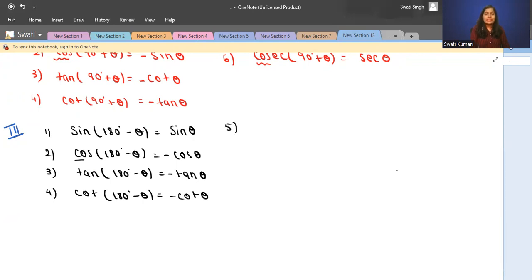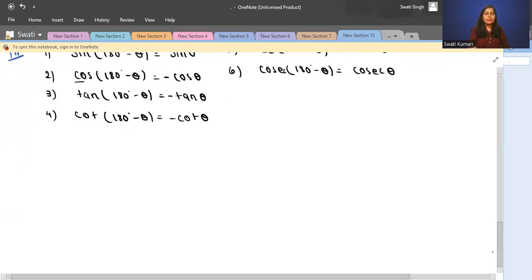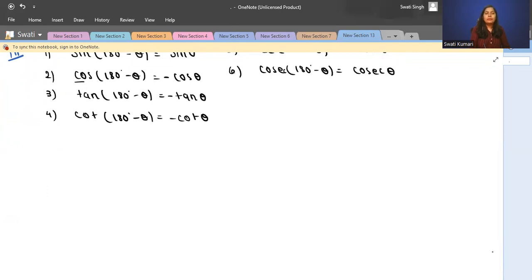The next one is sec of 180 degree minus theta. Sec is going to be sec only, and 180 degree minus theta is the second quadrant, so negative. The last one is cosec of 180 degree minus theta, and that is going to be just cosec theta. All right. We have now completed 180 degree minus theta. So let us now complete 180 degree plus theta.